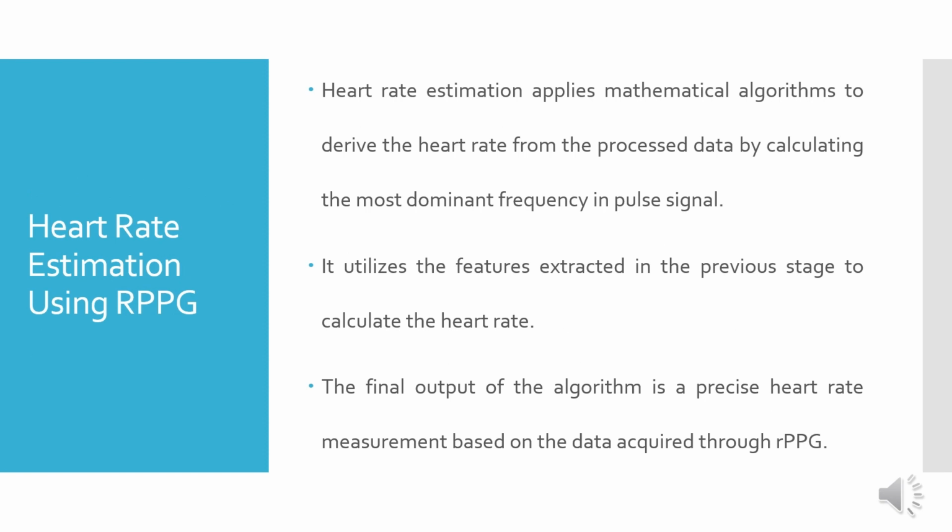Next is the heart rate estimation using rPPG. So heart rate estimation applies mathematical algorithms to derive the heart rate from the processed data by calculating the most dominant frequency in the pulse signal. It utilizes the features extracted in the previous stage to calculate this heart rate, and finally the output of the algorithm is a precise heart rate measurement based on the data acquired through the rPPG. Next we'll see a working demo of the rPPG algorithm.